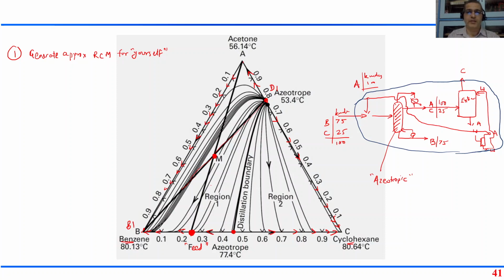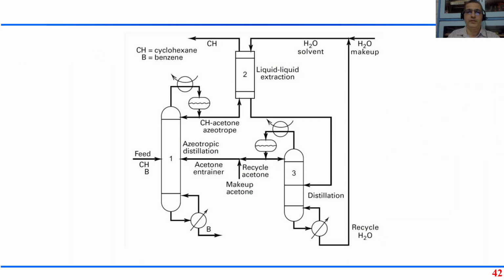Pause the video, understand for yourself. Okay, this is how it's going to look. Feed: cyclohexane and benzene feed to the first distillation column. That's our azeotropic distillation column. I get benzene at the bottom, cyclohexane-acetone azeotrope at the top. Acetone is fed as an entrainer.